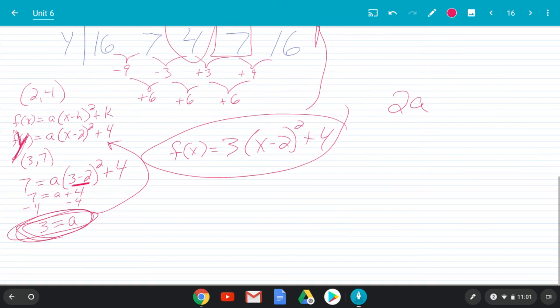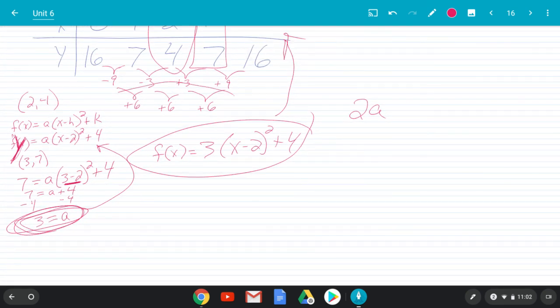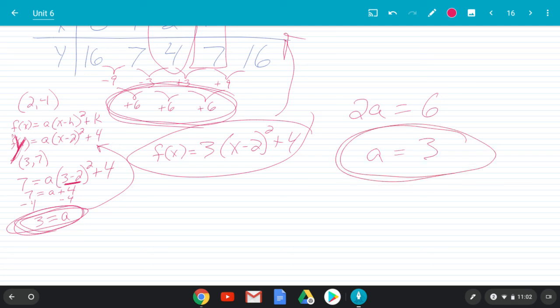Let's look at this second one. What was my second difference? 2a equals 6. How do I solve? A equals 3. Why'd you teach us all that? So you know why it works. Really, we'll be able to jump straight from once we find our second difference, divided by 2, and that's going to be your a value.